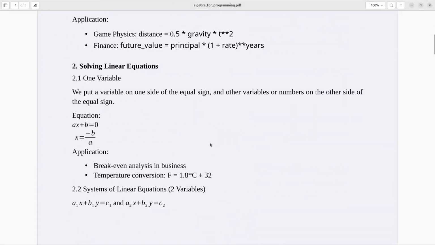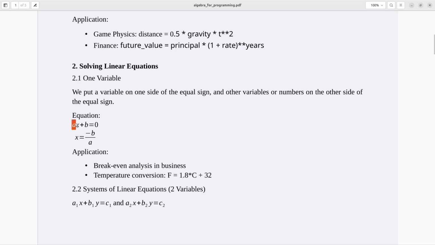So for point number 2 of this video, we are going to discuss the way to solve linear equations. Let us see the situation when there is only one variable in the linear equations. We can put a variable on one side of the equal sign and other variables or numbers on the other side of the equal sign. So that is the way to solve the equation.